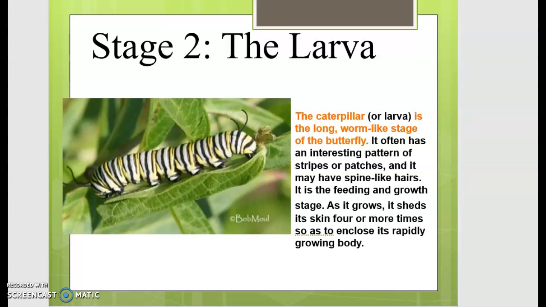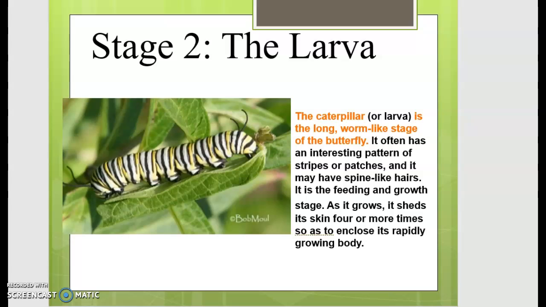Stage 2, the larva. The caterpillar, or larva, is the long, worm-like stage of the butterfly. It often has an interesting pattern of stripes or patches, and it may have spine-like hairs. It is the feeding and growth stage.